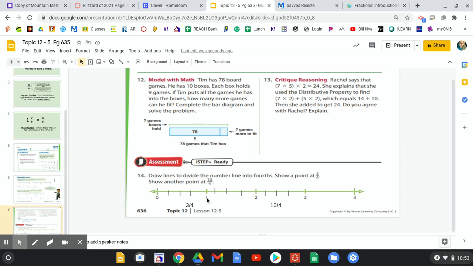You know that these are going to be 4/4. 4 times 2 is 8, so this would be 8/4. 4 times 3 is 12, so this would be 12/4 for our wholes.